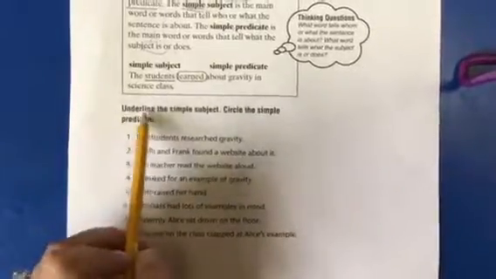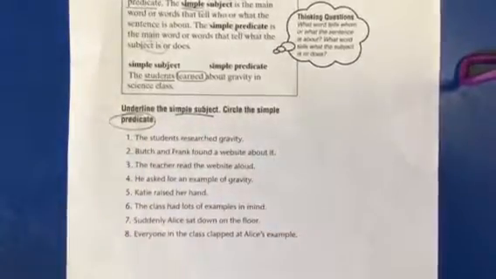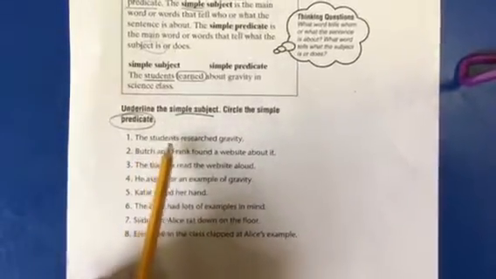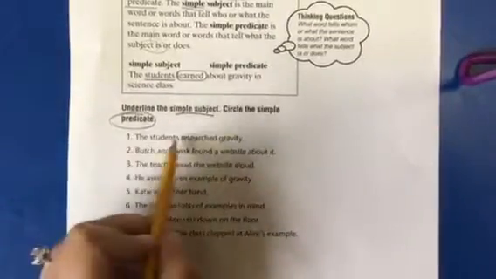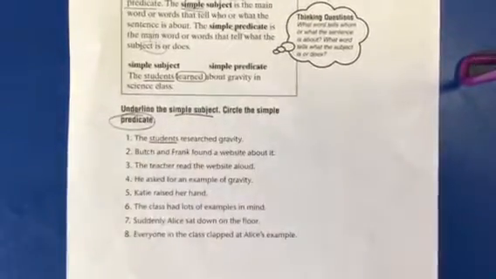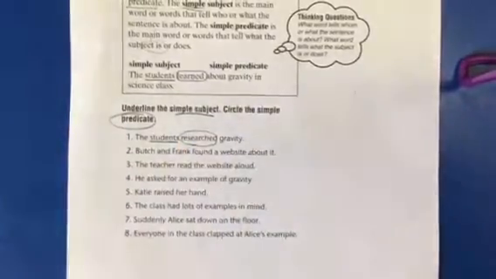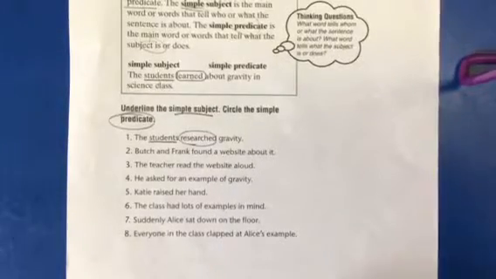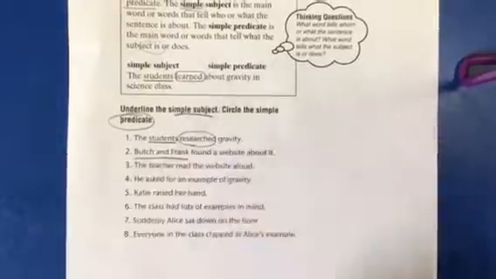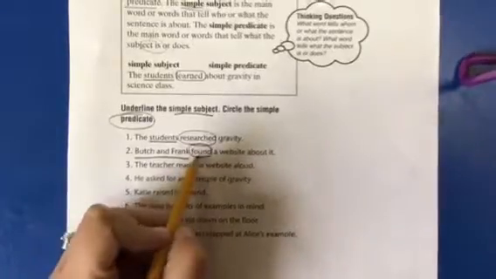So it says we're going to underline the simple subject and we're going to circle the simple predicate. Okay, the students researched gravity. Who researched gravity? The students. What did the students do? They researched. Butch and Frank found a website about it. Who found a website? Frank and Butch. What did Frank and Butch do? They found.